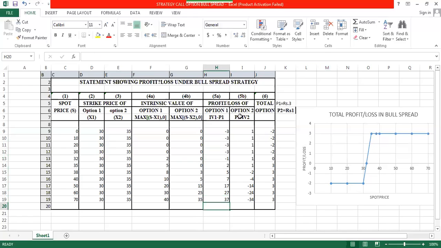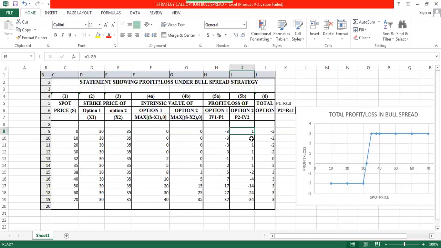In the second case, the formula will just reverse, because now you have received premium, but you have to pay IV2. So the formula is P2 minus IV2. In that case, you will observe that so long as the intrinsic value is 0, your profit is 1 rupee, the premium that you have received. After that, you are suffering a loss.